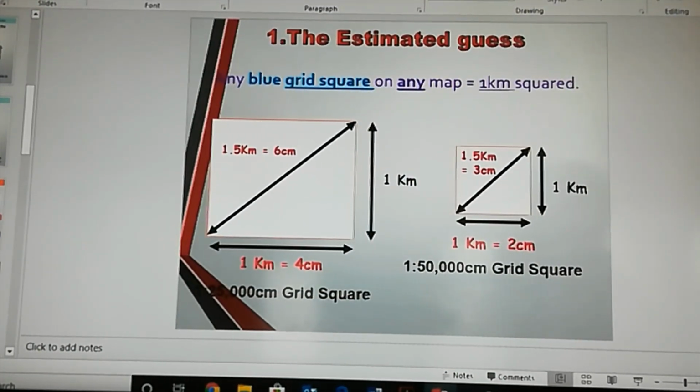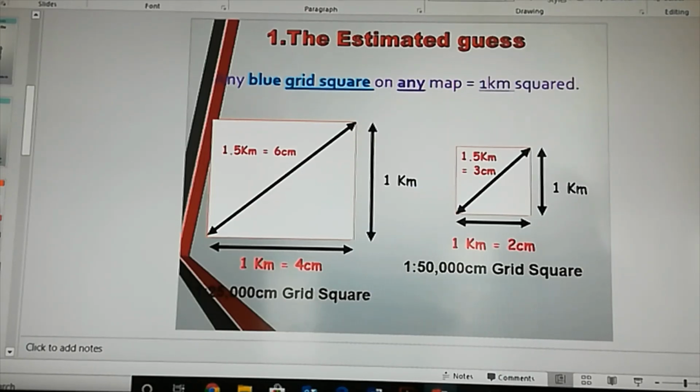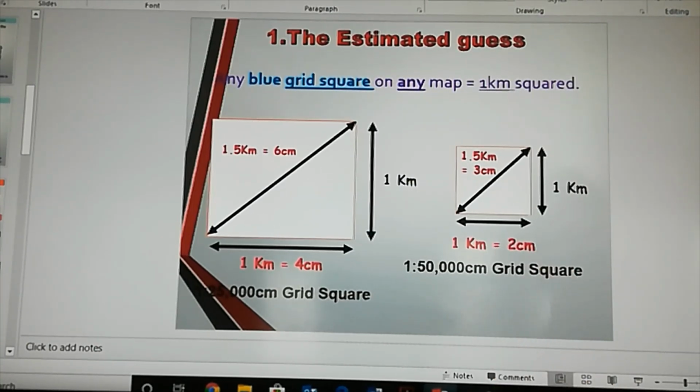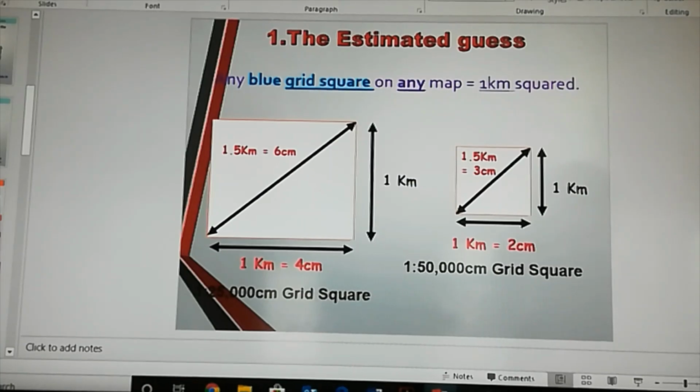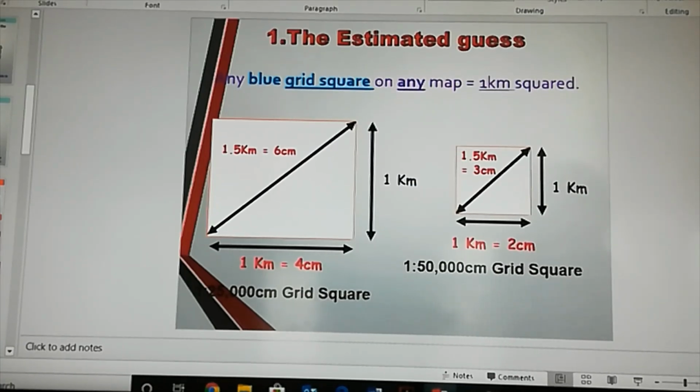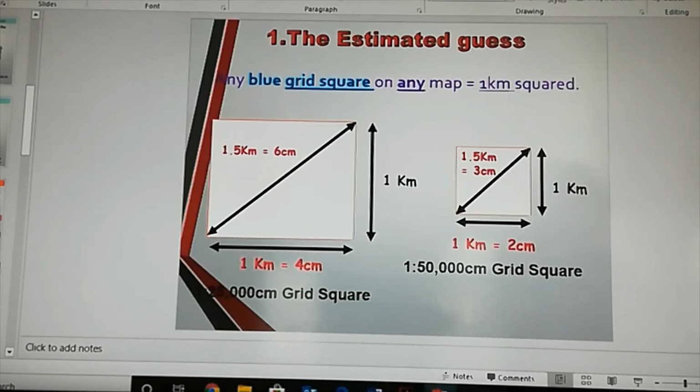Now, one of the easiest ways to measure distance is actually to lie some string along the route on the map. And then you could just take that string, because on the map there'll be a scale. You'd be able to take that string and lie it against that scale, and it'll tell you exactly how far you've travelled. That's the dead easy way. But we can estimate it.